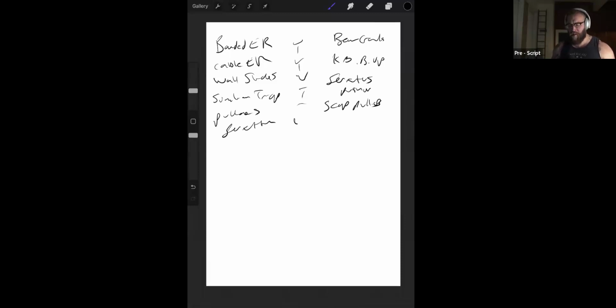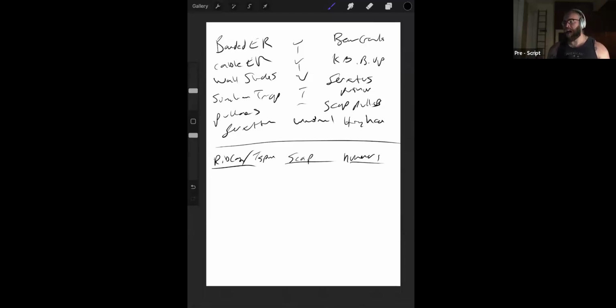windmill, high. Okay. All right, so here's what we're going to do. We're going to look at things that work at the rib cage and T-spine. We're going to look at things that work at the scap, and things that work at the humerus. All right, so as we go through this, we're going to create an index.